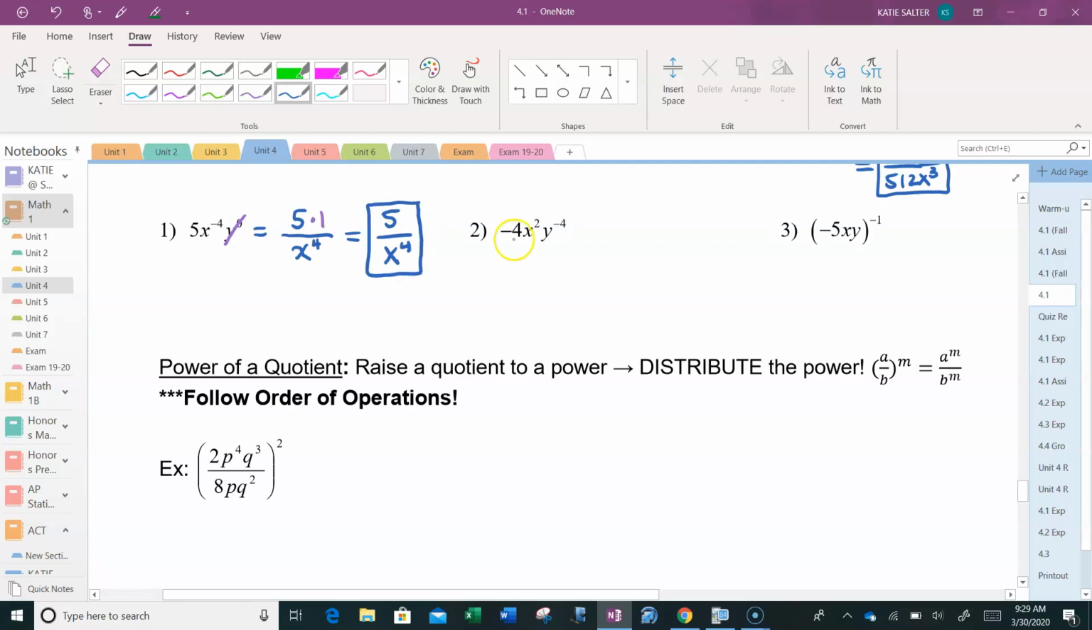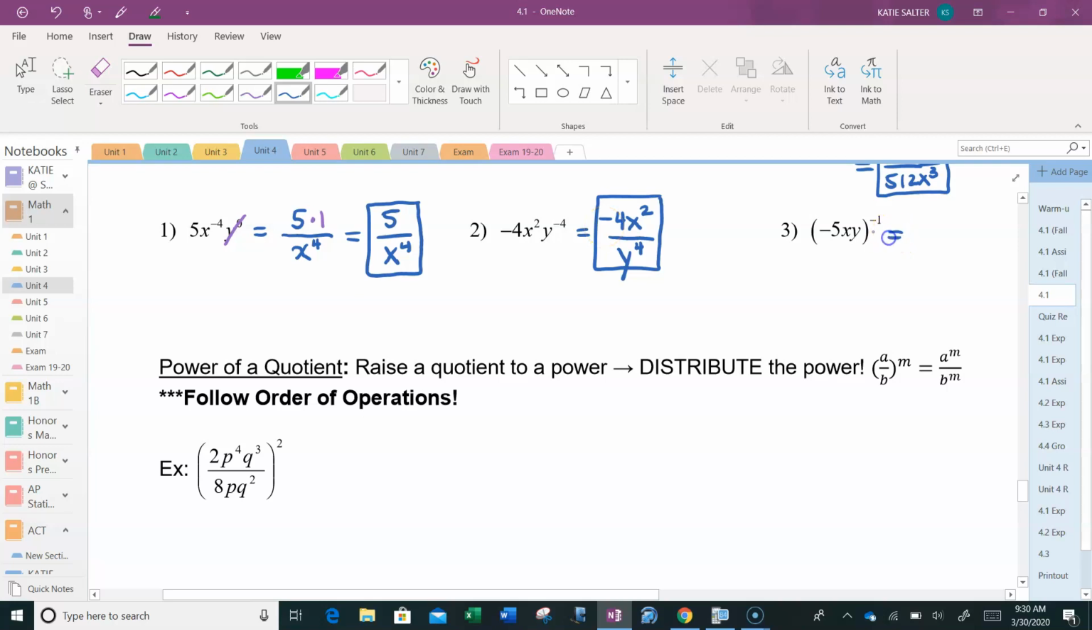Alright, next one. Be very careful. Guys, this -4 up here in front is a coefficient. It is not a negative exponent. We can have negative numbers. We just don't want negative exponents. So that -4 stays exactly where it is. X squared stays exactly where it is. The only thing that gets moved here is that y to the -4th. It moves downstairs and becomes y to the +4th. Please do not get negative coefficients confused with negative exponents.